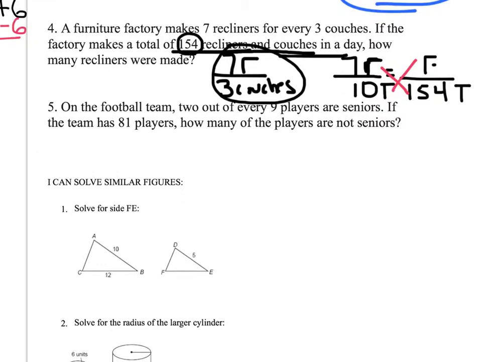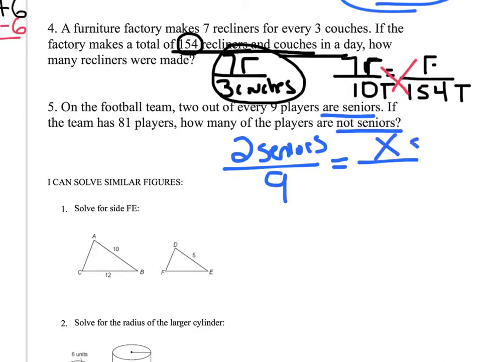Out of the football team, 2 out of every 9 players are seniors. Okay. If the team has 81 players, how many of the players are not seniors? Okay. A couple ways to do this. You could find how many seniors there are, and then subtract that and find how many are not seniors. Or you can find how many are not seniors out of 9, right? So 2 ways to set this up. I could say 2 are seniors out of the 9, or blank are seniors, same one, right, out of 81. So let's check that out.